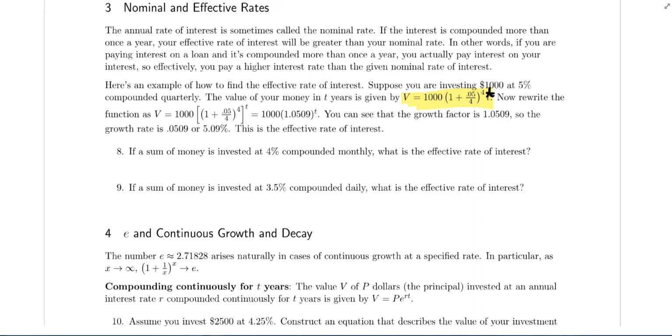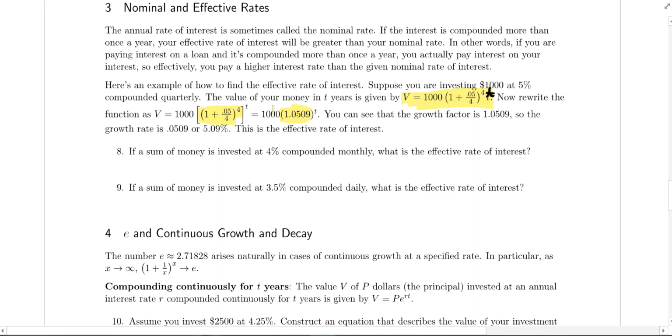So here's an example of how to find the effective rate of interest. Suppose you are investing $1,000 at 5% compounded quarterly. The value of your money in t years is given by this formula with n equals 4, and t should be an exponent here. Now, if you rewrite the function as V equals 1,000 times, basically you pull out the t. So you're interested to see in this one, what's that number? So if you put it in your calculator, 1 plus 0.05 divided by 4 to the 4th power is 1.0509.